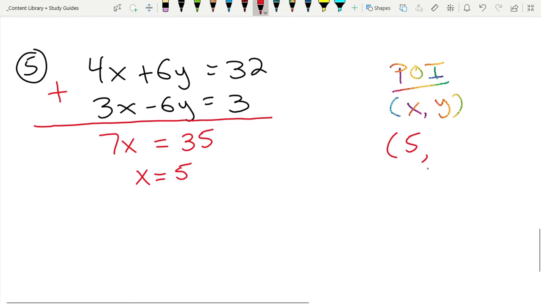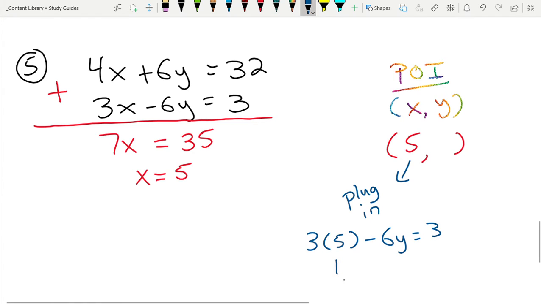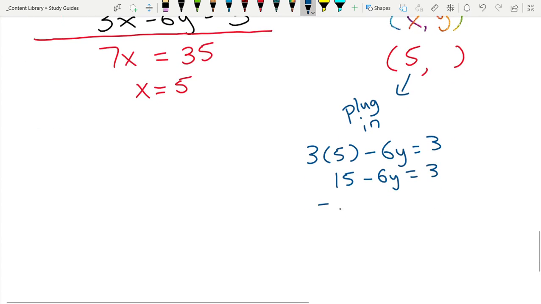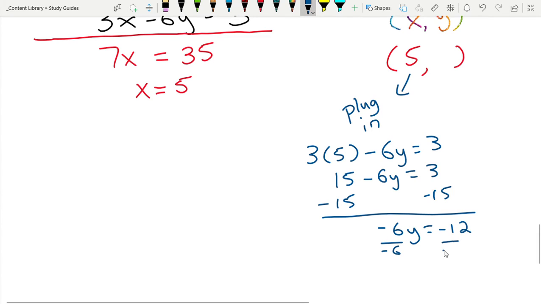So once we know that the x value is 5, to get the y value, we need to plug in. Again, you've got two options. You pick the equation that looks easier. I'm just going to pick the one with smaller numbers, the 3x minus 6y equals 3. So the x is 5, so that x in this equation turns into a 5. So 3 times 5 minus 6y equals 3. So that's 15 minus 6y is equal to 3. I then subtract 15 from each side. So I have negative 6y equals negative 12. Divide by negative 6, and I get y is equal to 2.